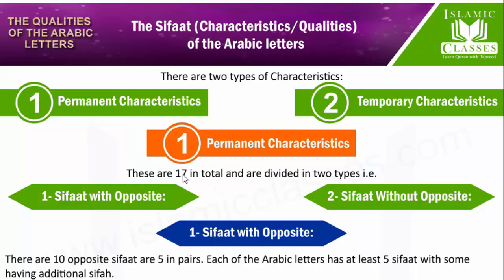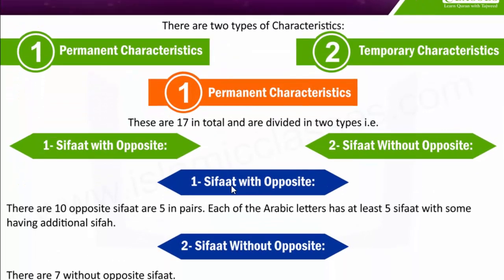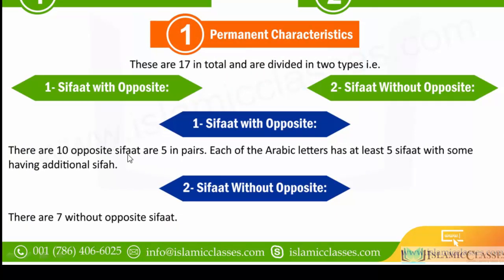You have to remember the number of the Sifat which are permanent characteristics, and these are divided into types. The first is Sifat with opposites, and the second is Sifat without opposites. So what are Sifat with opposites? There are 10 opposite Sifat, which are 5 in pairs. So there are 5 pairs, which makes 10 opposites.